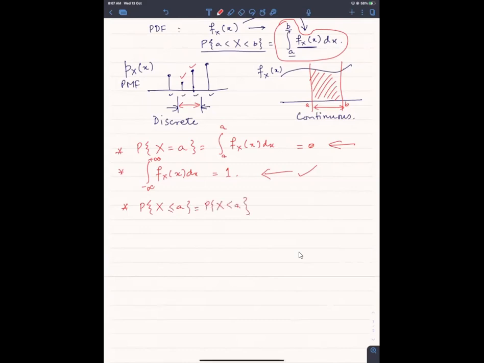क्योंकि equal to वाली probability 0 है. So इसका मतलब है कि यहाँ पर ये भी CDF है. Pure continuous random variable के लिए ये भी CDF है. This is also the cumulative distribution function.